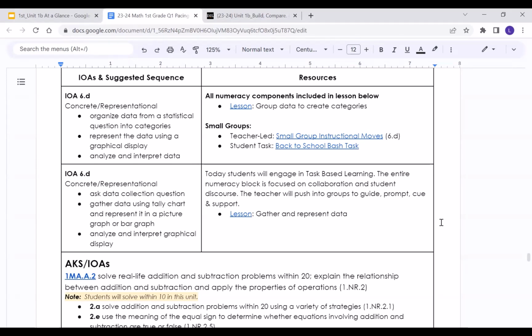Students will be exploring different ways to organize data from a statistical question into categories of their choosing, make decisions about how to represent the data, and then move into generating their own data collection question and gathering data to analyze and interpret. You'll see that both of these days are concrete and representational, as students will choose either or move fluidly between both while working on these concepts.